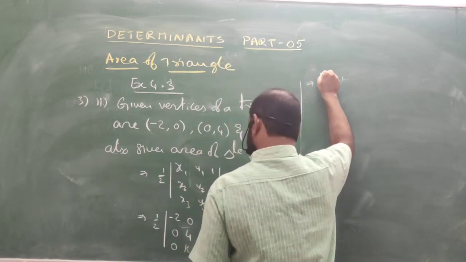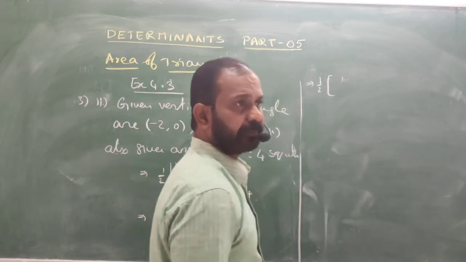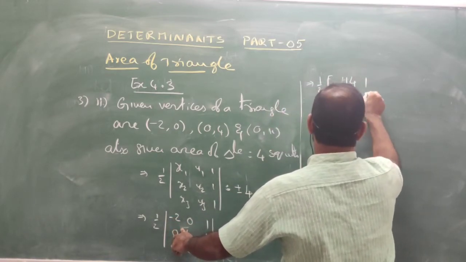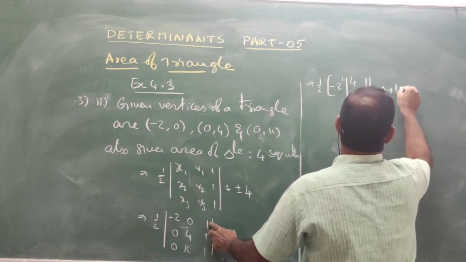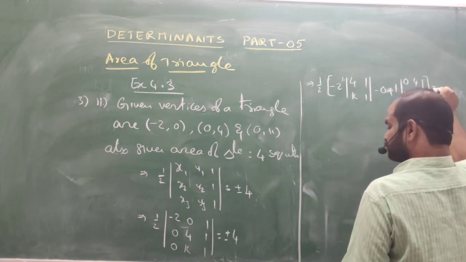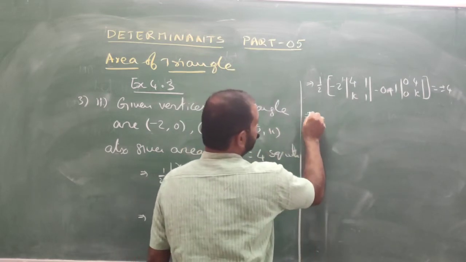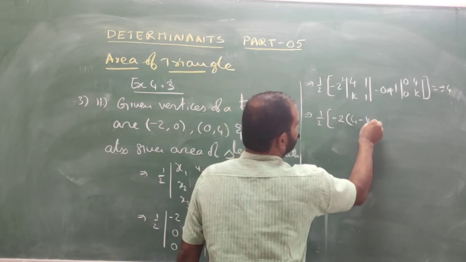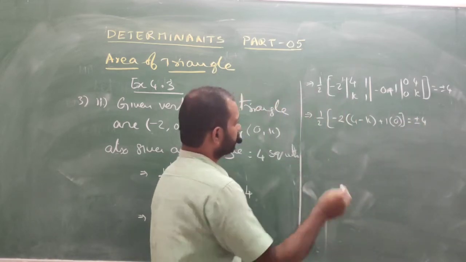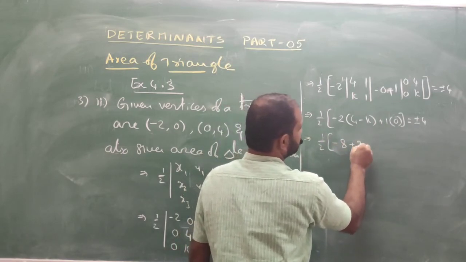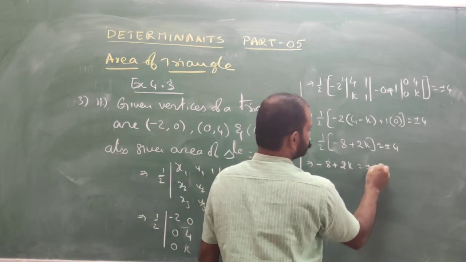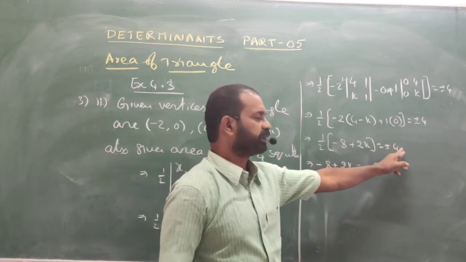Now solve this, which implies, by expanding through R1, that is minus 2 into det (4, 1; k, 1), minus 0, plus 1 into det (0, 4; 0, k) is equal to plus or minus 4. Which implies half of minus 2 into (4 minus k), this is 0, plus 1 into 0, is equal to plus or minus 4, which implies half of (minus 8 plus 2k), this is 0, is equal to plus or minus 4. This is minus 8 plus 2k is equal to plus or minus 8. So I am sending 2 here, so 4 into 2, it is 8.